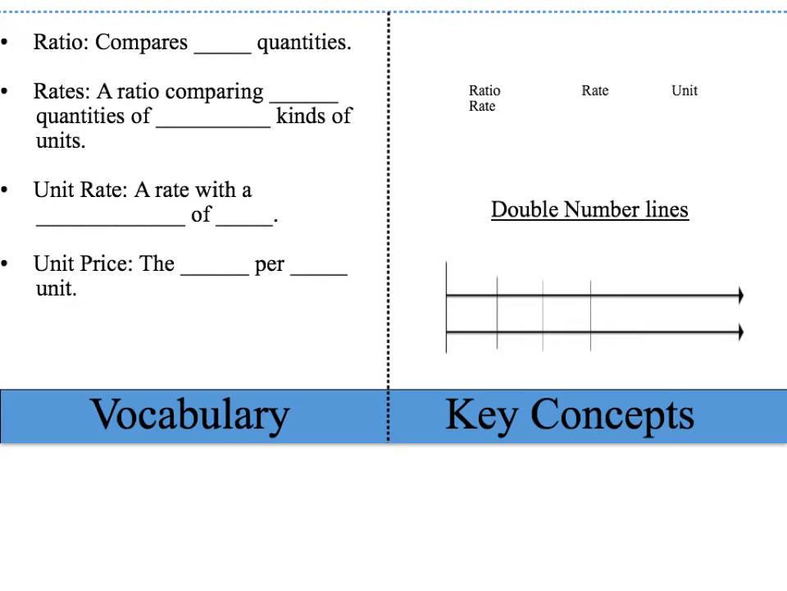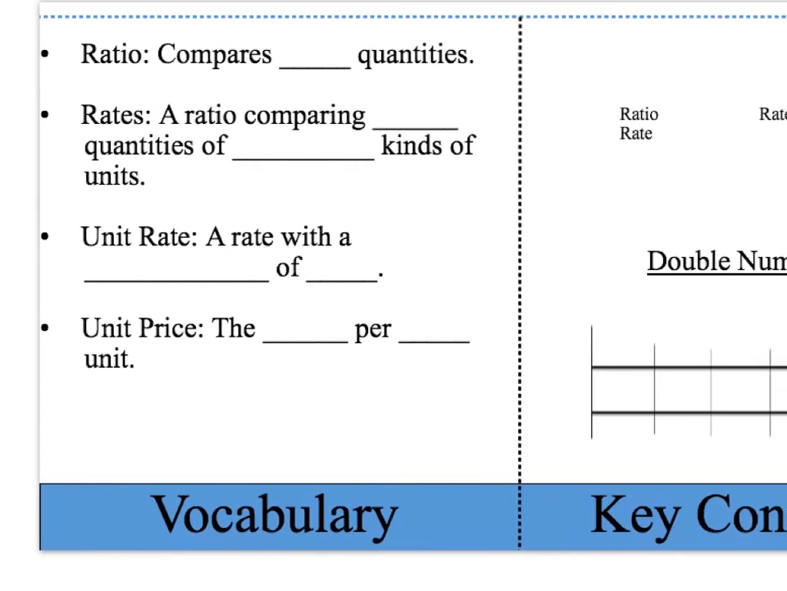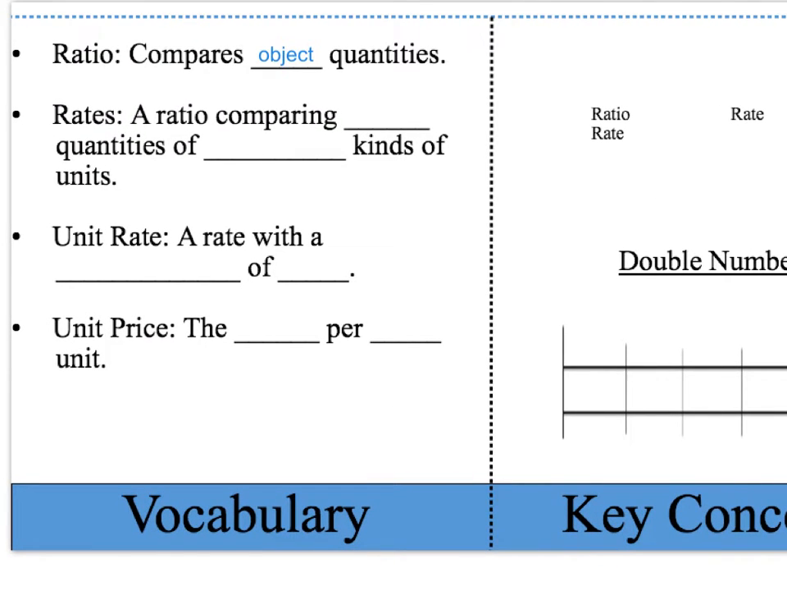So let's talk about the vocabulary on the left-hand side of our notes. Yesterday we introduced the concept of a ratio. A ratio basically compares two different quantities or two different object quantities. An object quantity would be pencils to erasers or dogs to cats. So ratios compare two quantities that are objects.